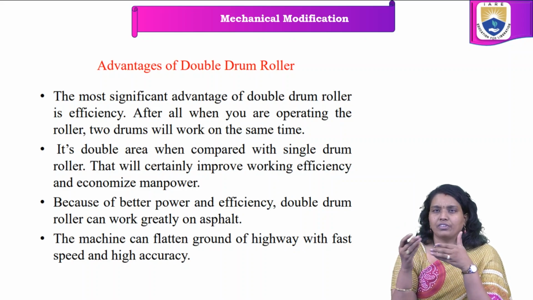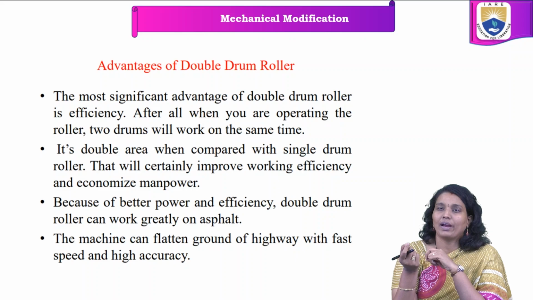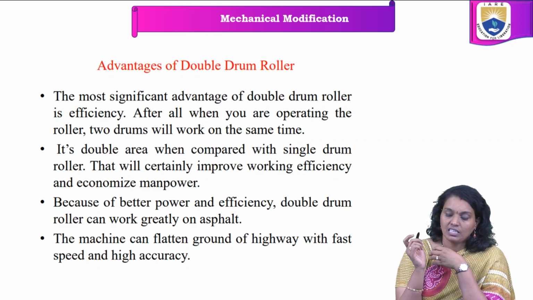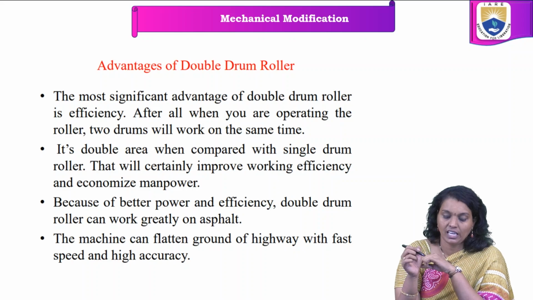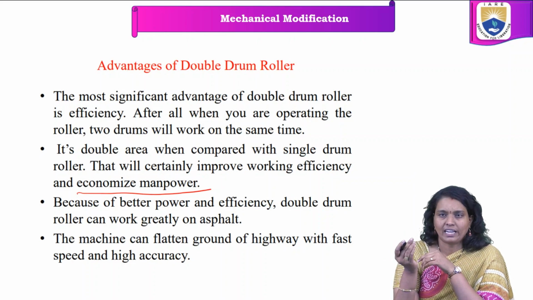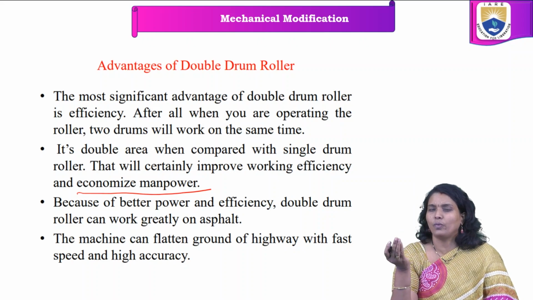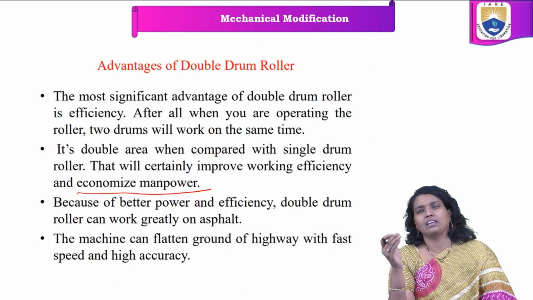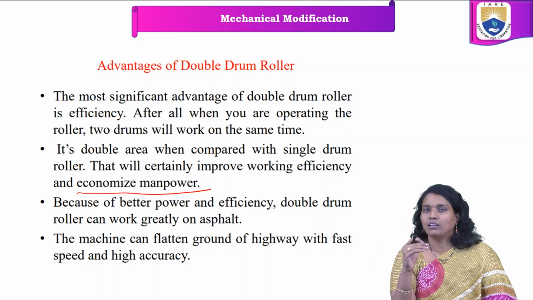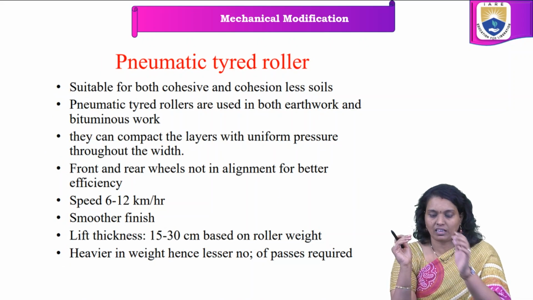These are the advantages we observe in the double drum roller. It compacts double the area compared with a single drum roller, which certainly improves working efficiency and economizes manpower. Because of its better power and efficiency, the double drum roller works greatly, and this machine can flatten highway ground with fast speed and high accuracy. The work completes faster, and we also get more accuracy compared to the single drum roller. One more type is the pneumatic tyred roller.